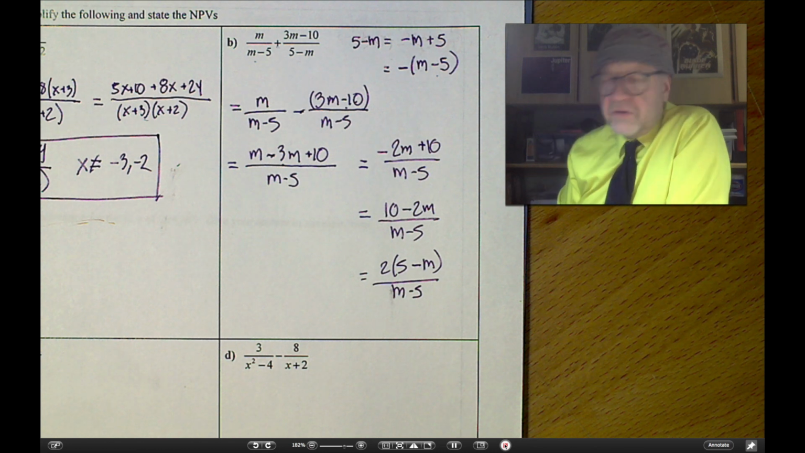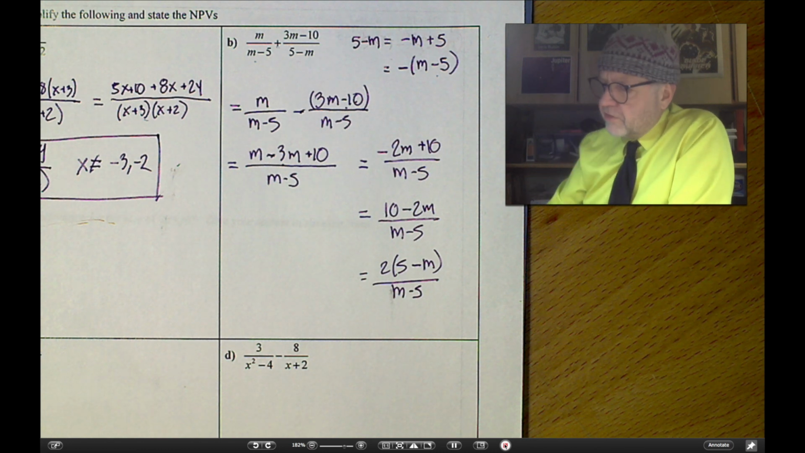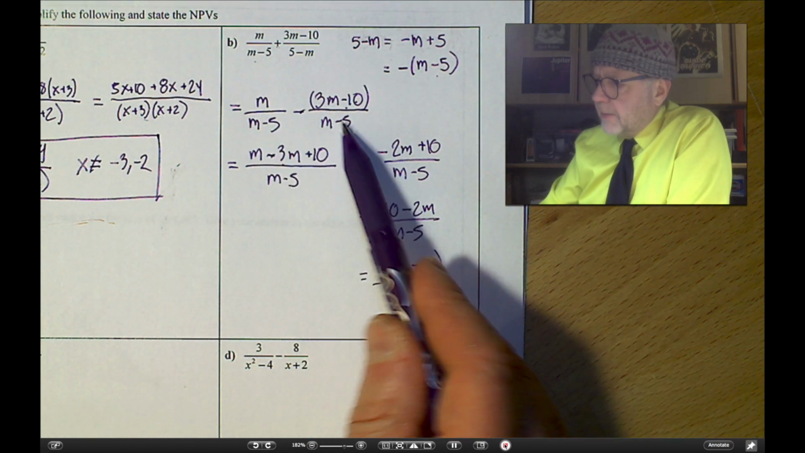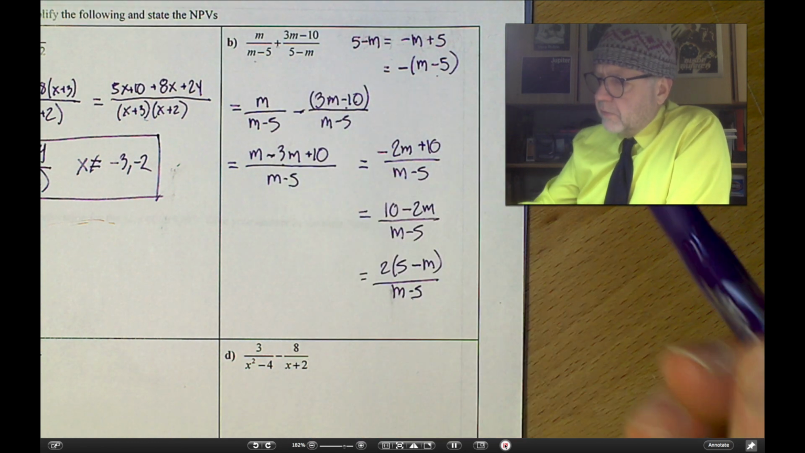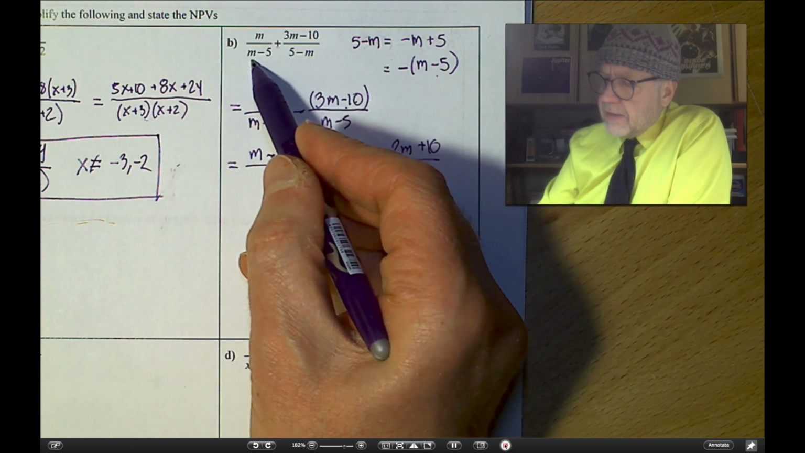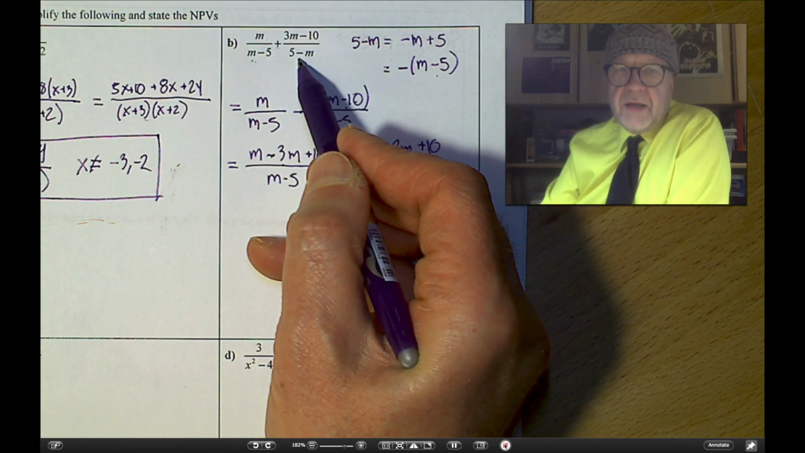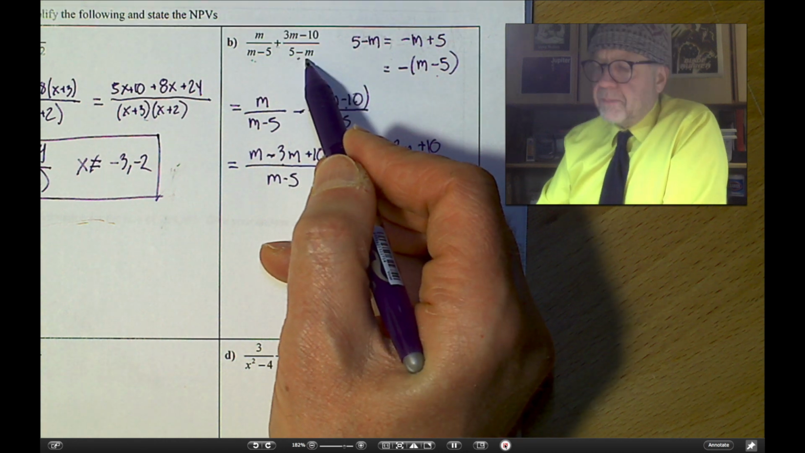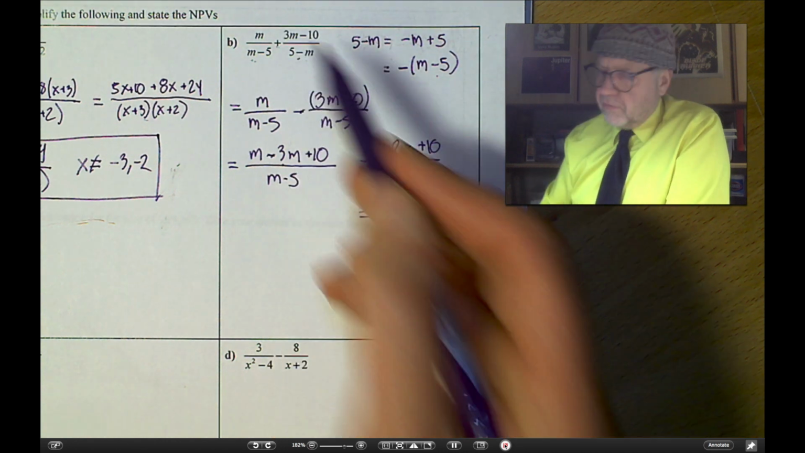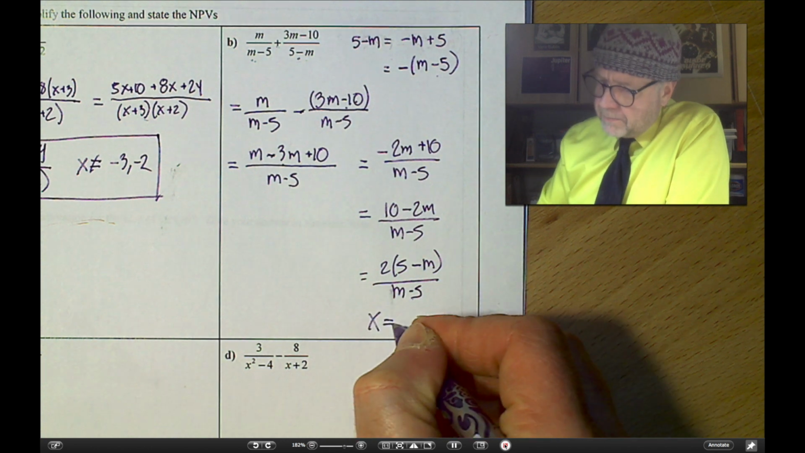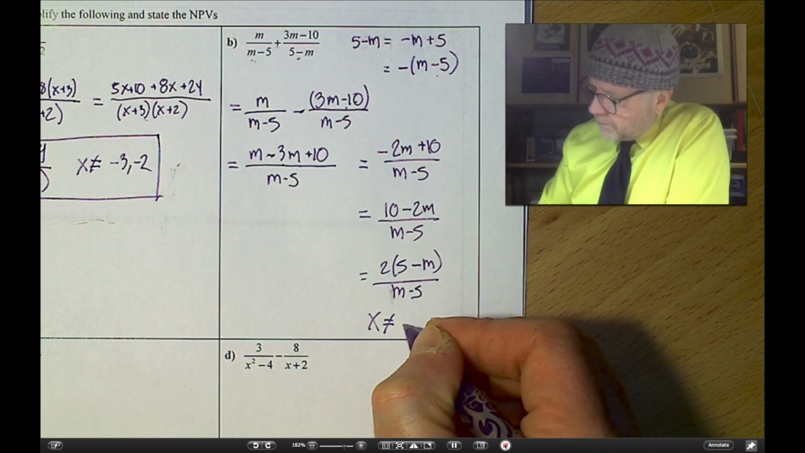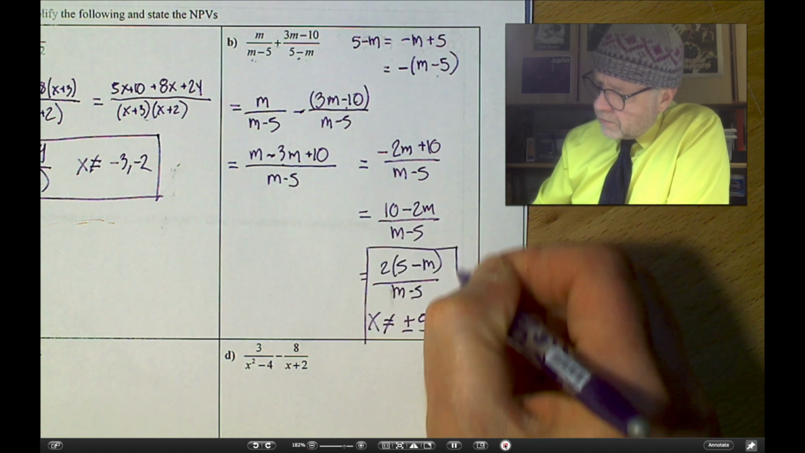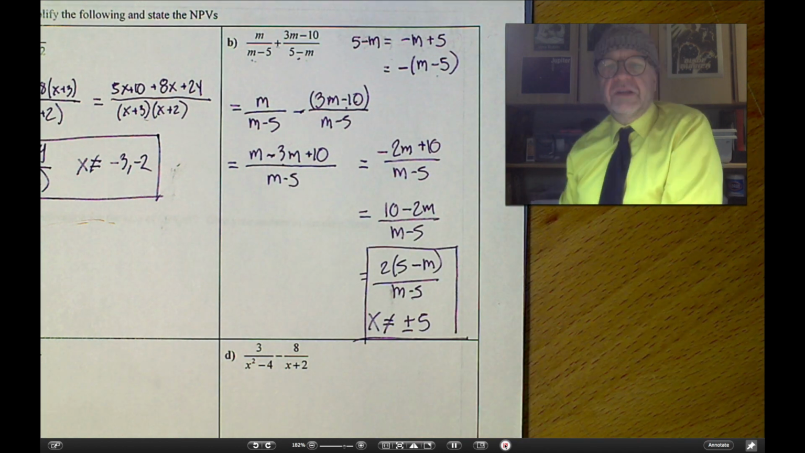Last thing, of course, is to think about your non-permissible values. Well, m cannot be equal to 5 here, m can't be equal to 5 here. Here it doesn't matter. Well, I guess that's negative 5, isn't it? Yeah. So m could not be negative 5, because then this will blow up. So m may not be equal to plus or minus 5. Isn't that wonderful, and isn't that elegant?